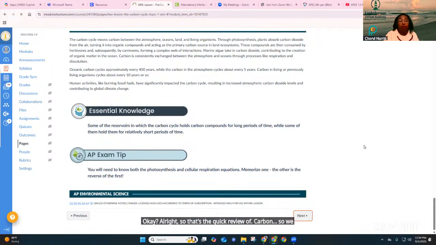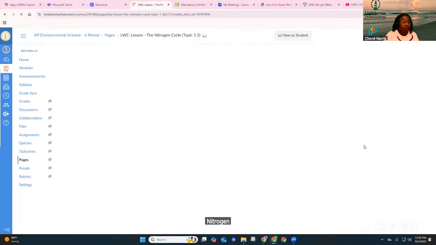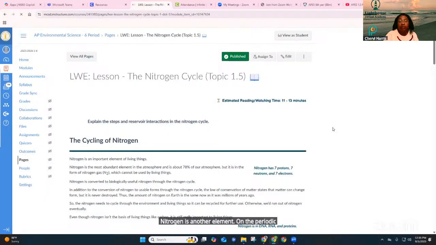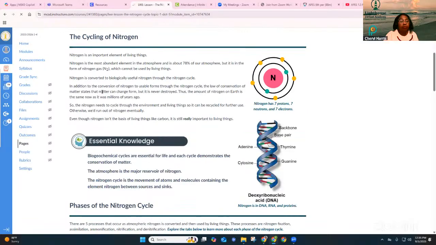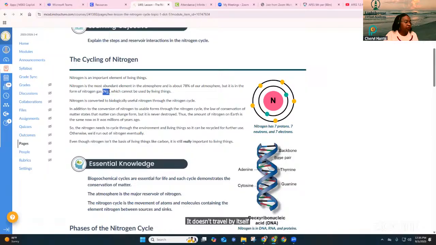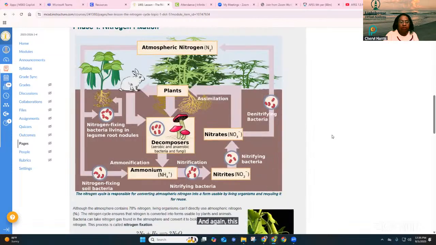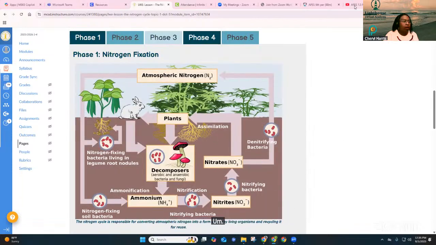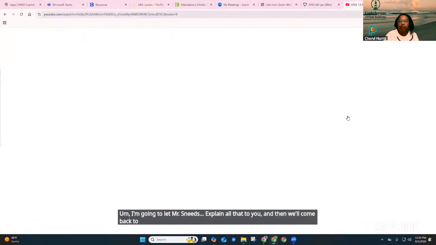So we're doing nitrogen today. Nitrogen is another element on the periodic table. Again, it is what we call a diatomic element, which means it doesn't travel by itself. It's 78% of the atmosphere is nitrogen. All right, so I'm going to stop touching on all these points. And again, this is the cycle that we're going to have to know. I'm going to let Mr. Sneed explain all that to you, and then we'll come back to looking at Canvas.